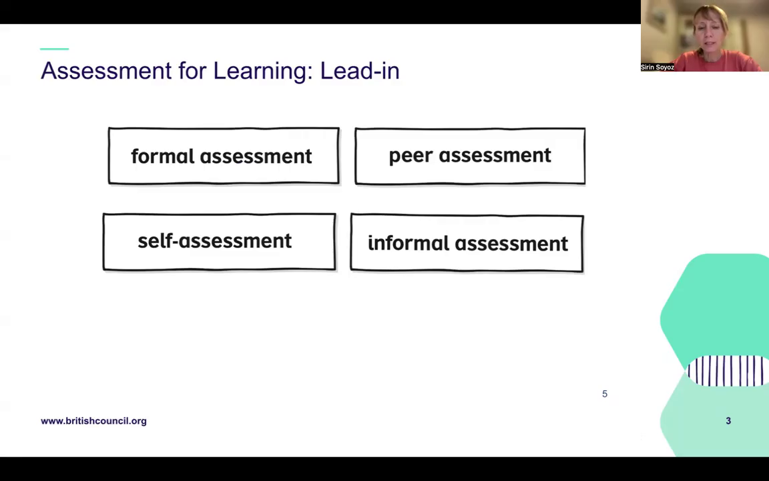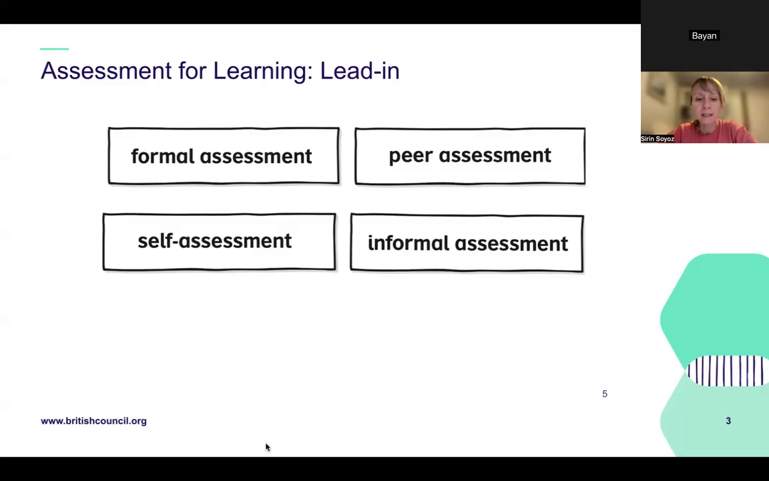What do you know about these assessments? Formal assessments, peer assessment, self-assessment, informal assessment. Which ones do you use? If you can give me some examples. Do you use any of these assessment for learning approaches, techniques? Yes, Bayan.